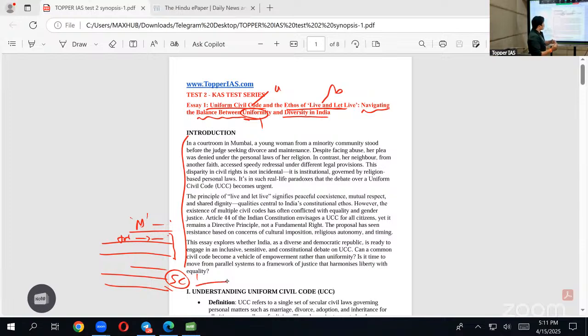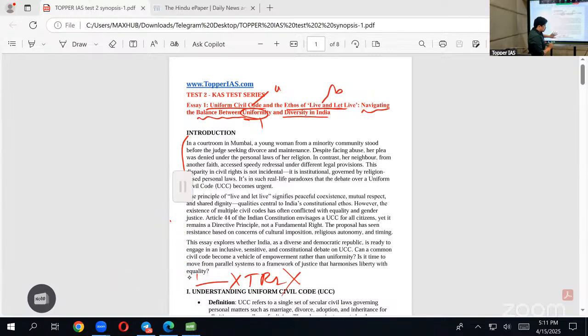The Supreme Court did not directly go for UCC, but it said there has to be a provision for live and let live, and there has to be some reform with respect to the personal laws. From there we have seen that some ideas like triple talaq have been completely removed by the Supreme Court, which clearly shows judicial interventions are made for live and let live ideas. So you keep writing like this. At least try to write 2 to 4 pages in this context.